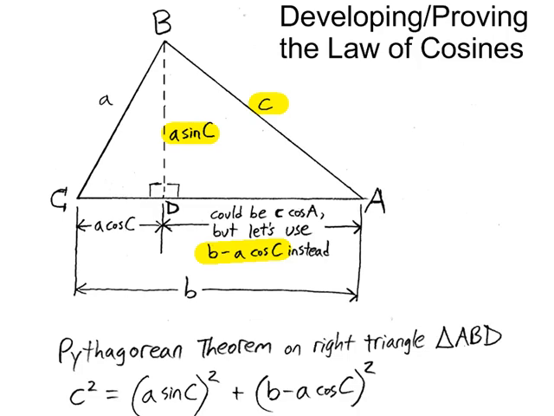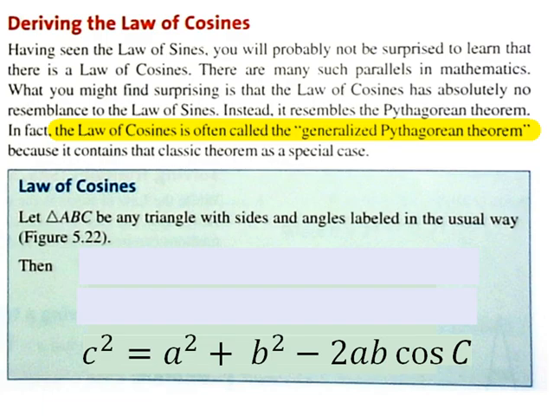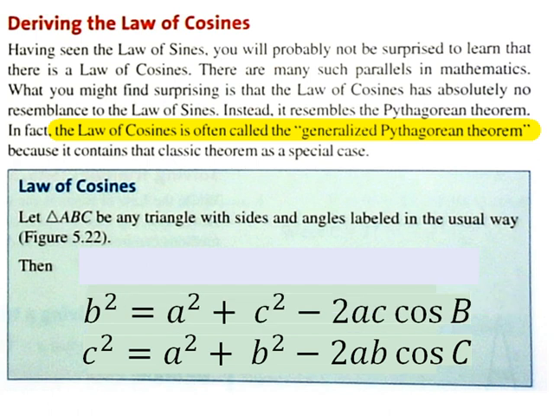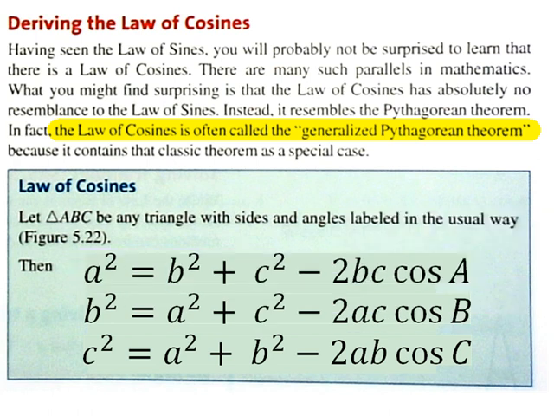If I go back to that previous page, there's nothing special about that particular altitude. I could have just as well done an altitude from A, from big A angle or vertex to the opposite side, or we could have done altitude in the other direction. We could have applied this analysis with those other diagrams, and that would have given us these two other versions of the law of cosines.